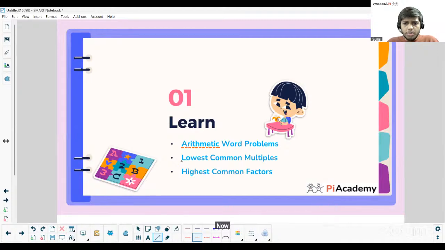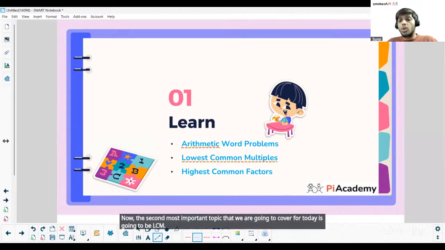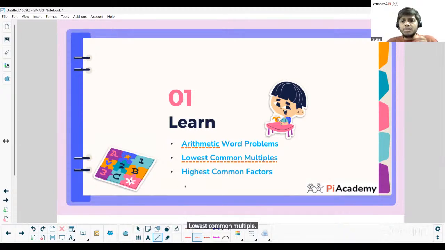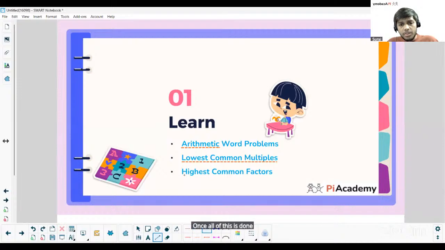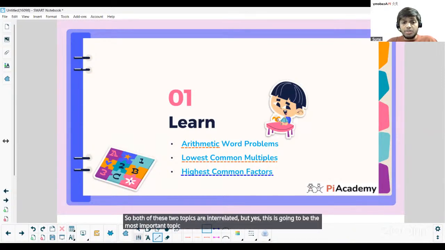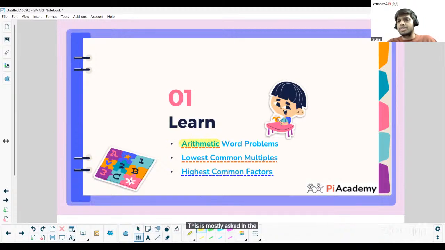Now, the second most important topic that we are going to cover for today is LCM, lowest common multiple. I'm sure many of you would have heard about LCM earlier, but today we will decode it and understand how exactly it is used in our real lives too. Once all of this is done, we are going to discuss highest common factors as well. Both of these topics are interrelated, and this is mostly asked in the 11 plus examination too.